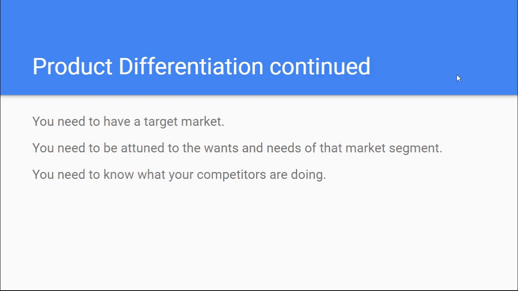So a little bit of a continuation about this. What you need to do is have a target market, which usually you figure out through your value proposition or market research. You need to be attuned to the wants and needs of this market segment, which means you really got to get in their heads to know what they want, what they like, what they're going to buy, and what they're going to pay for it. And you need to know a little bit about what your competition is doing, so you can either be more different from them, more like them, make sure they're not getting too far ahead of you, that sort of thing.